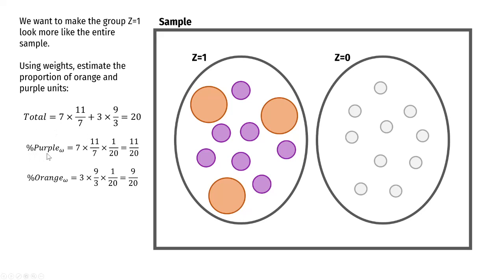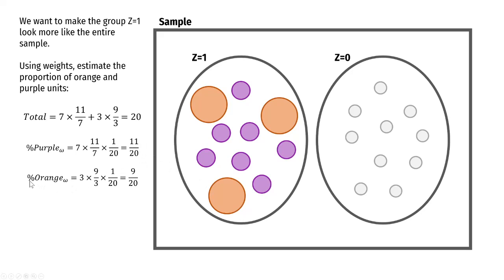Now let's estimate the percentage of purple units in z equals 1, but considering weights, okay? So now again, I have 7 units. Each of them is worth 1.57, or 11/7, and the proportion of the total is that over 20. So we get that the percentage of purple units in z equals 1, considering weights now, is 11/20.